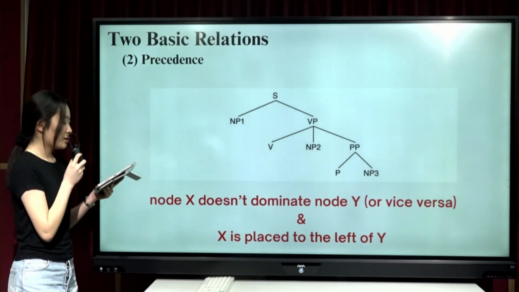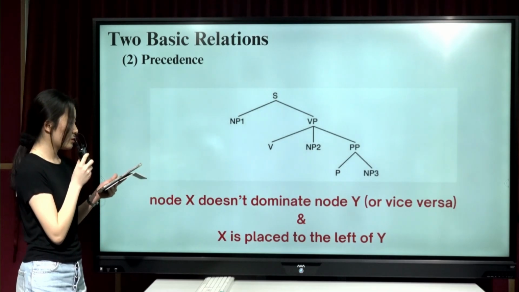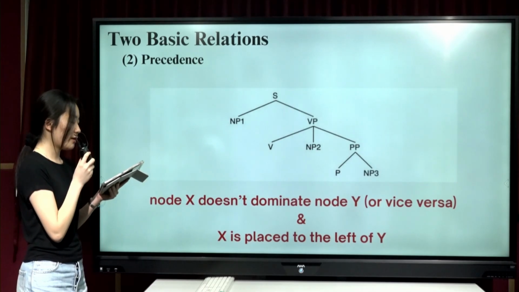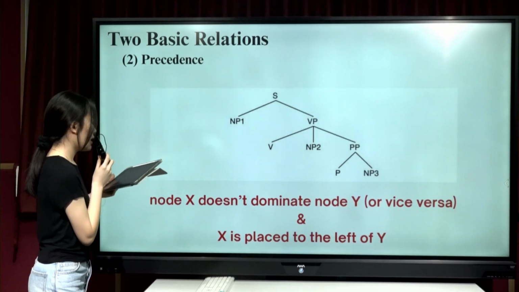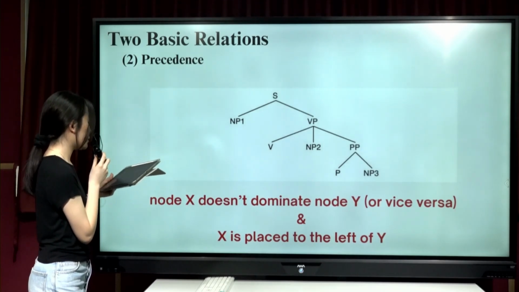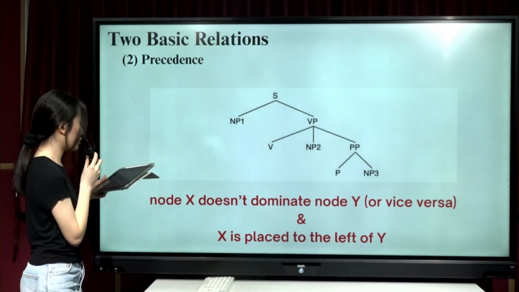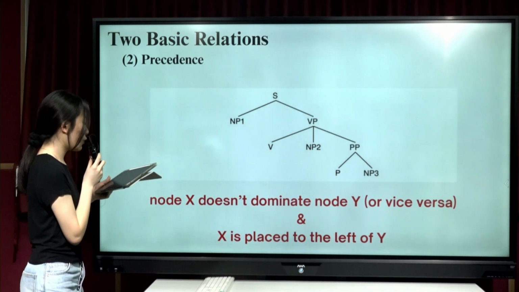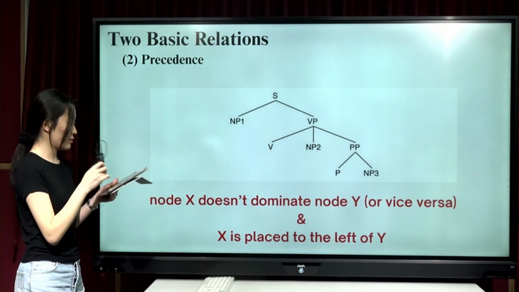The second concept of it is precedence. Precedence holds when the nodes don't dominate each other and when one node is placed to the left of the other. Please look at this tree over here. For example, the NP2 node precedes the PP node because NP2 and PP are both daughter nodes of the VP node. So it's obvious that they don't dominate each other, and of course the NP2 node is placed to the left of the PP node.